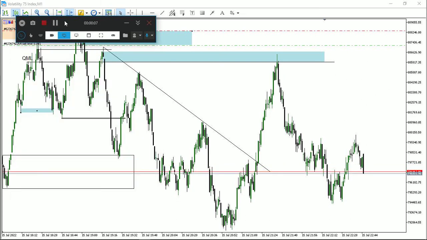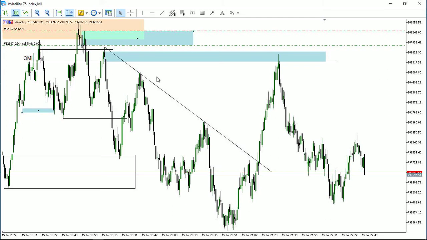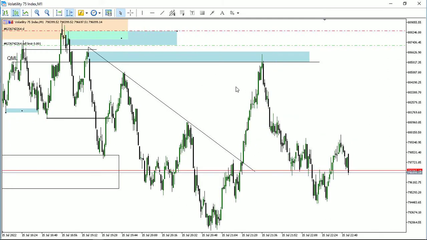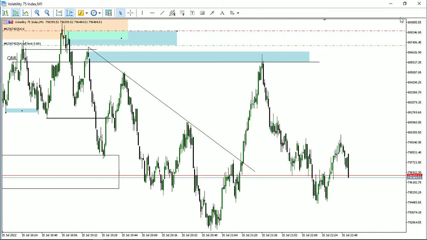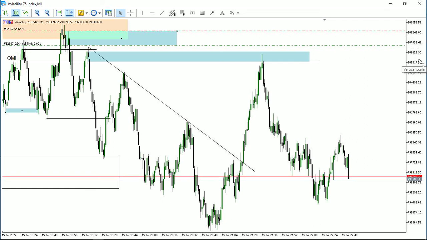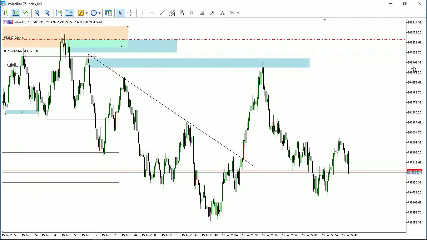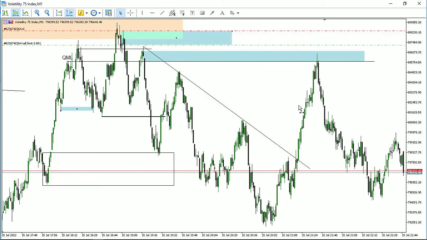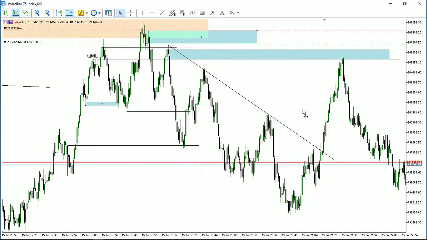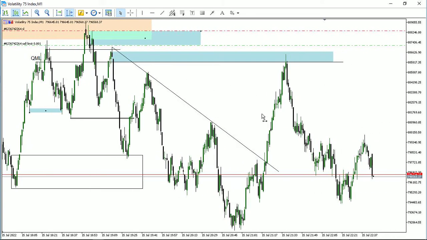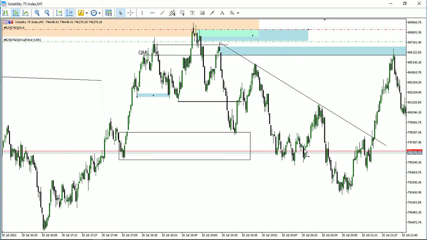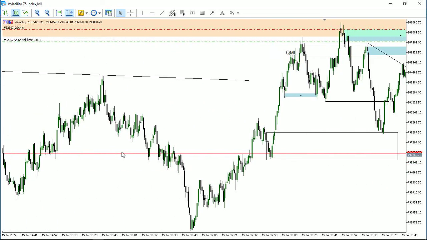Okay, guys, here's a mixed entry I did on VIX75 again on lower time frame, and it is due to too much refinement. So what do I do? What do I find here?